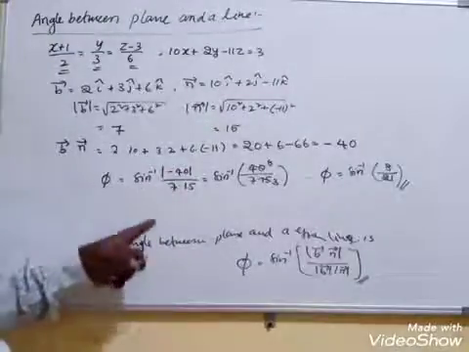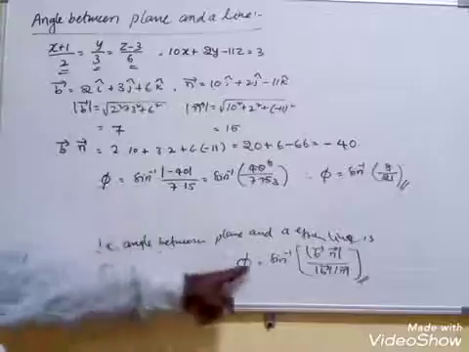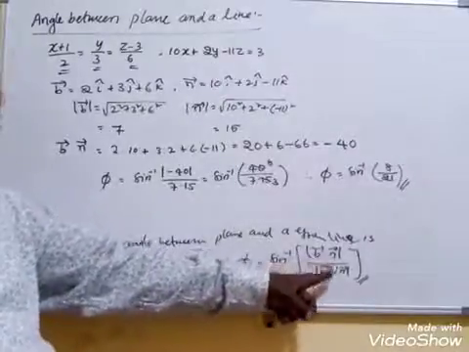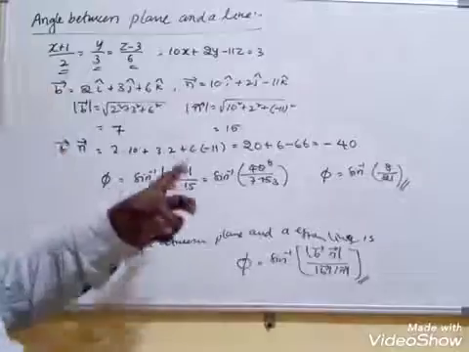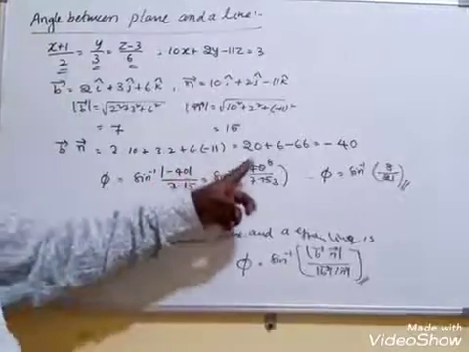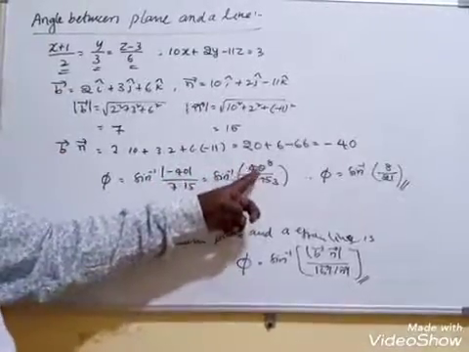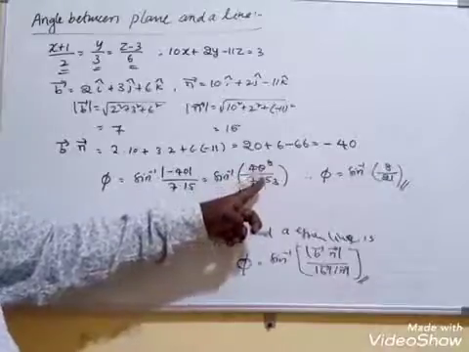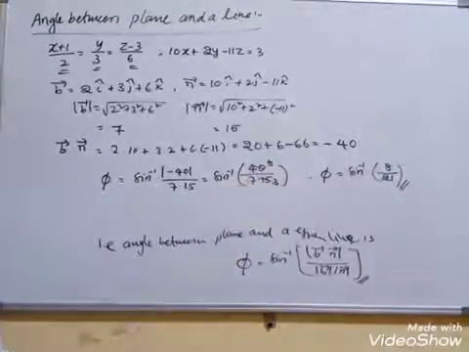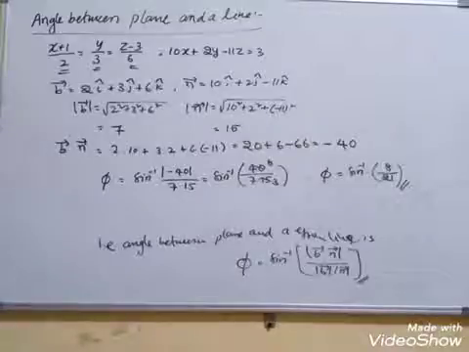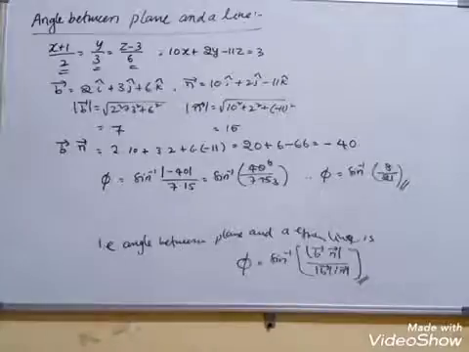Now what is the formula here? Phi is equal to sine inverse of modulus of b bar dot n bar by modulus of b bar into modulus of n bar. If you substitute, you get sine inverse of 40 by 7 into 15. Cancelling that, you get 8 by 21. Therefore, the angle between the plane and the line, phi, is equal to sine inverse of 8 by 21.